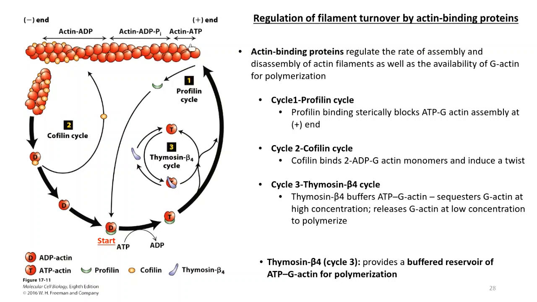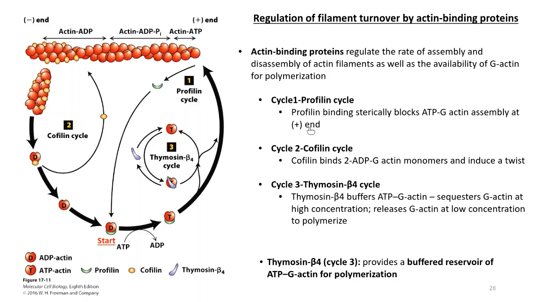Okay. So this goes and binds to the plus end, and since it is bound here at the plus end, this cannot go and bind here at the minus end. Basically, it kind of regulates. So here it is mentioned profilin binding sterically blocks ATP G-actin assembly at plus end. It will be profilin binding sterically blocks ATP G-actin assembly at minus end.